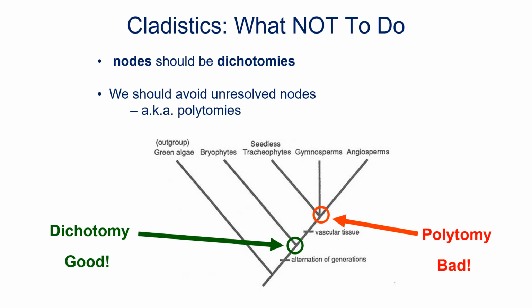So let's take a look at the cladogram here. It's for plants. We have green algae, not actually plants, that's our outgroup. We have bryophytes, those are mosses. We have tracheophytes, those are ferns. Gymnosperms, those are conifers, so evergreens. And then angiosperms, those are flowering plants. And you can see that we have a polytomy here.